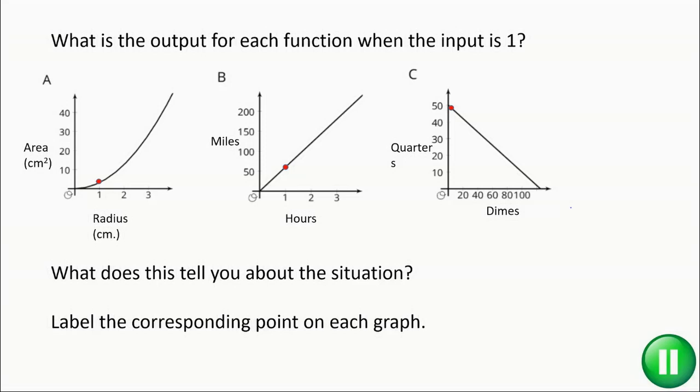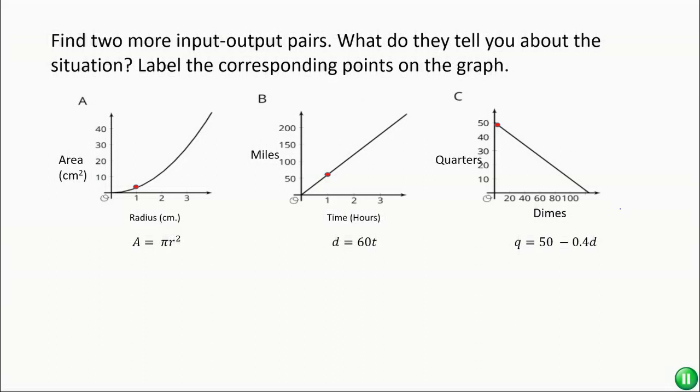So right now, if you want to look at an example like B, when the input is 1, after 1 hour, the output is 60 miles per hour. So that tells me that for every 1 hour that I travel, I have gone 60 miles per hour. So I want you to think about the same thing for A and C and have that discussion with your teacher. Okay?